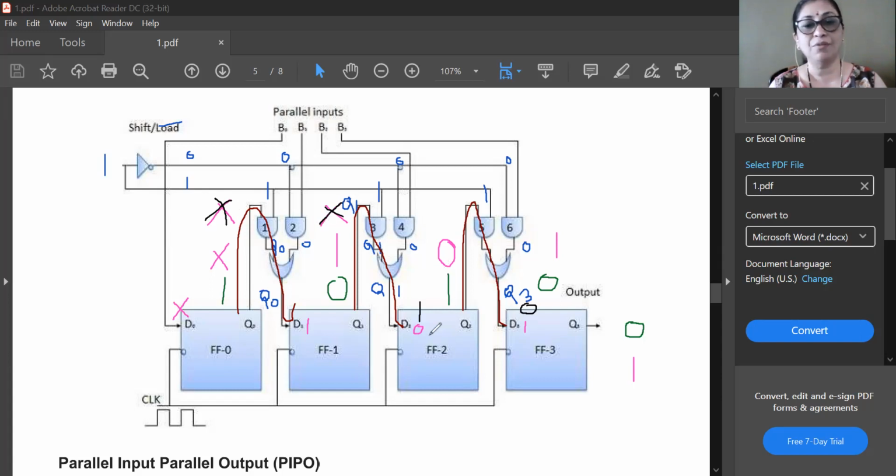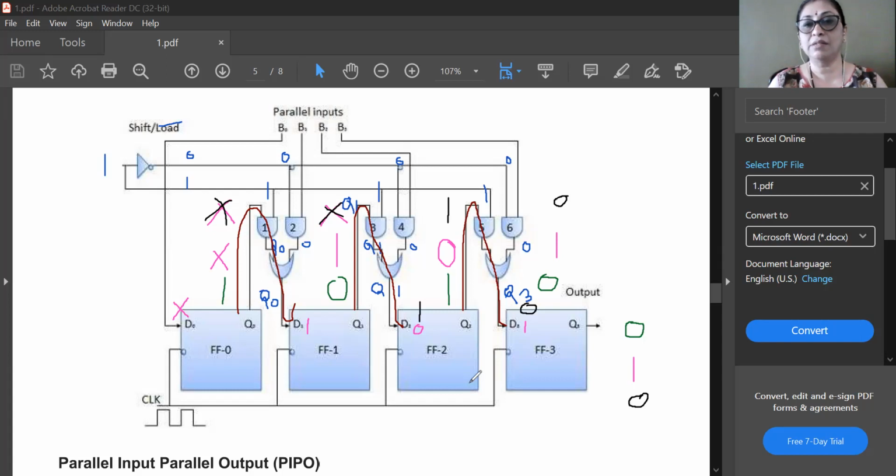After application of the clock pulse, this flip-flop has input equal to 1, so its output will become 1. This flip-flop has input equal to 0, so its output will become 0. So now our output is XX10. The actual serial output we are getting here is 0. So now 0 is outputted. Now only one input is remaining, and let us see how that is shifted over here.